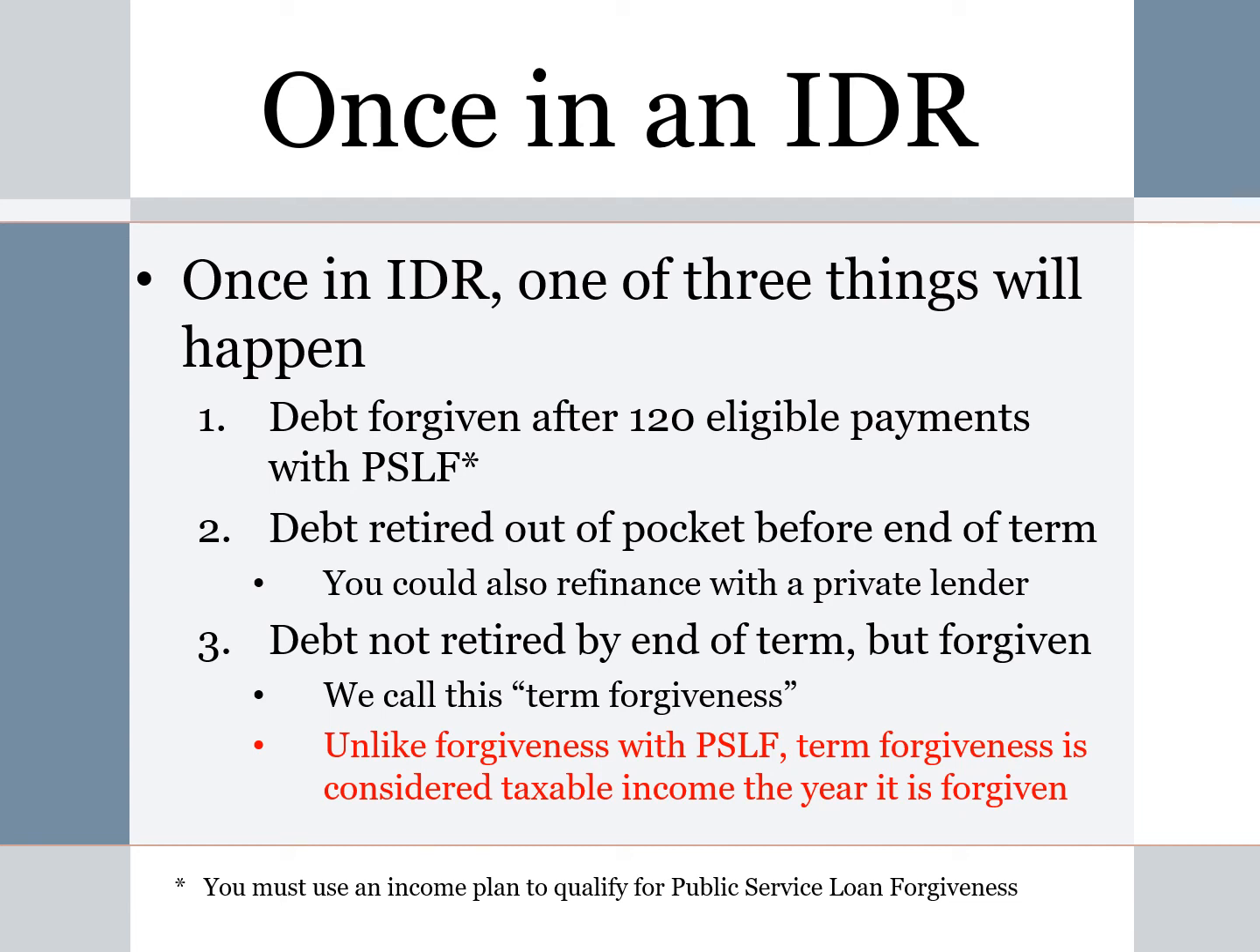But look at the third thing. If you're using pay-as-you-earn, you've got 20 years to retire the debt. You don't do public service loan forgiveness. The gap was so big and your debt grew so fast in residency that it grew dramatically by the time you started your practice as an attending physician. Even if you're making all your payments on time, if you don't get the debt retired by the end of the term, the government will forgive it for you. That's called term forgiveness. But unlike the forgiveness amount with the public service loan forgiveness, term forgiveness is considered taxable income the year it is forgiven. So please pay special attention to this slide in terms of how the income-driven repayment plans work.